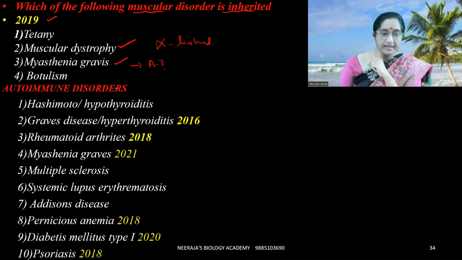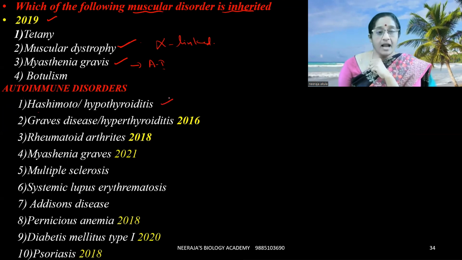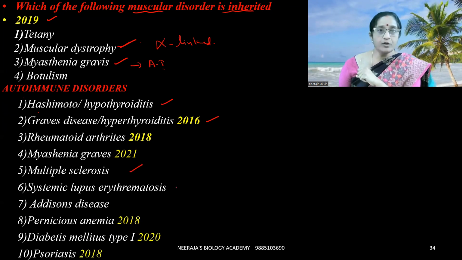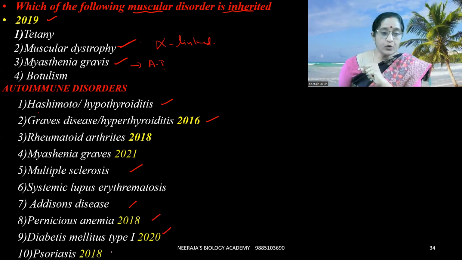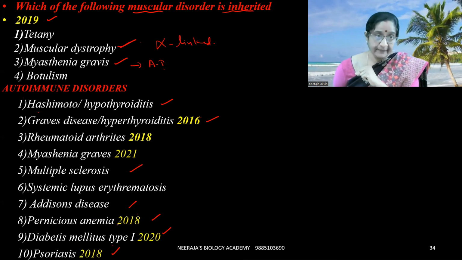And if we come to different types of autoimmune disorders: Hashimoto disease, hypothyroiditis, Graves' disease, hyperthyroiditis, rheumatoid arthritis, myasthenia gravis, multiple sclerosis, systemic lupus erythematosus, Addison's disease, pernicious anemia, diabetes mellitus type 1, and psoriasis. All these are different types of autoimmune disorders which appear in different years.